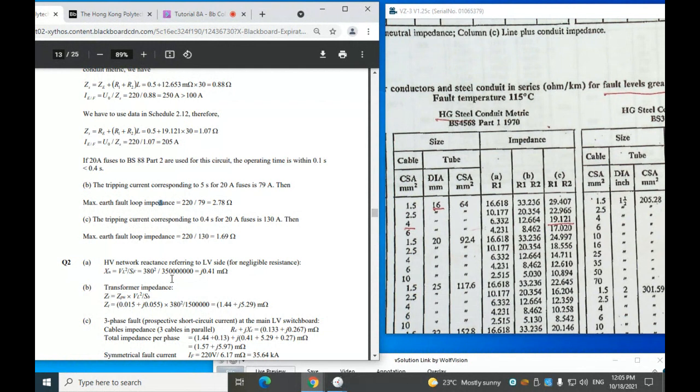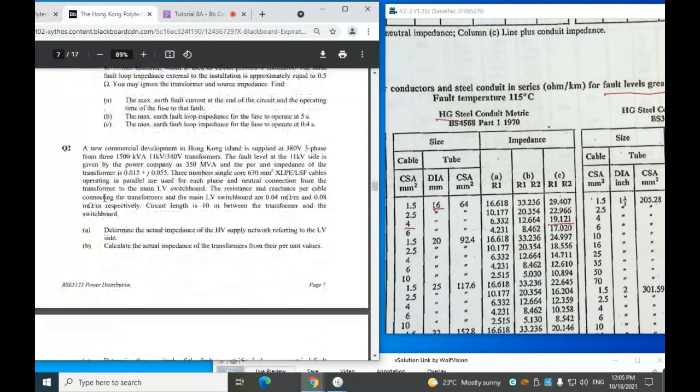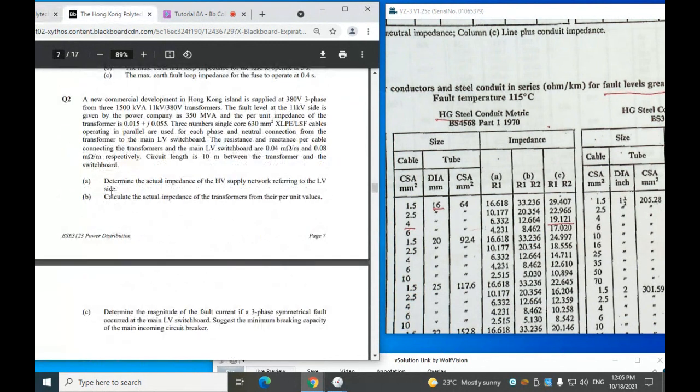All right, if no major questions, then we'll move to question 2 in the tutorial sheet. Question 2 is actually very similar to the first one. If you don't have problems with the first one, I don't think you'll have any trouble with the second one. Again, let me draw the schematic diagram first.